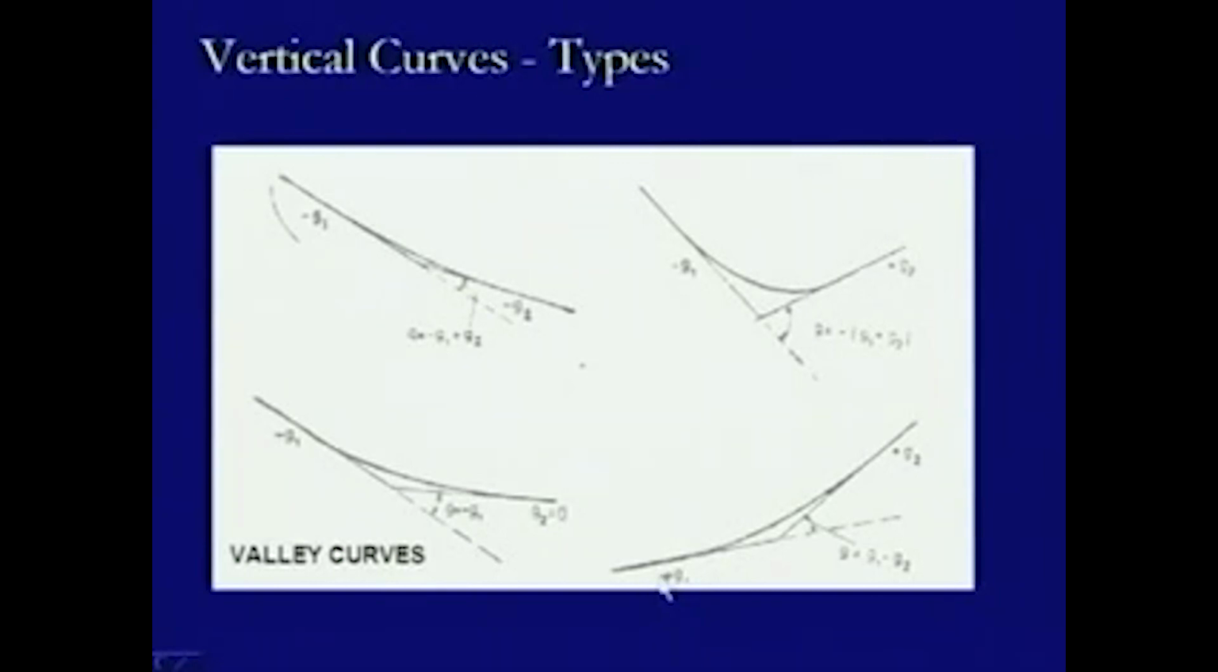There are other cases where there is an upgrade followed by another upgrade, and therefore, it is smoothened again by a valley curve, and in this case the deflection angle will be given by plus G1 minus plus G2, therefore, it will be G1 minus G2. So, these are different cases in which the summit curves or the valley curves can be formed. There may be different other orientations too which can be seen. There are some orientations already taken here, mostly which are in use at different sections.